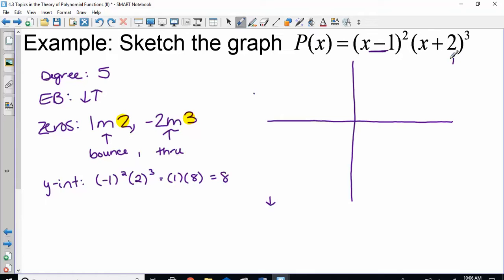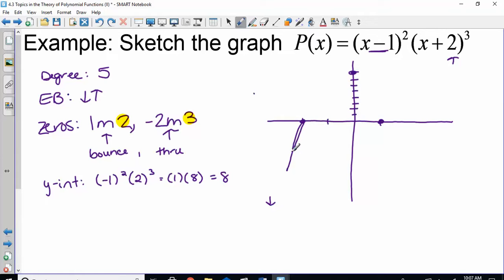So my end behavior is again down, up. You don't have to write these little arrows, but I do that just so I can double check myself at the end and make sure it matches. My zeros, that's where we hit the x-axis, so that's at positive 1 and negative 2. Y-intercept is at 8. So we start it down here to come up and hit that.